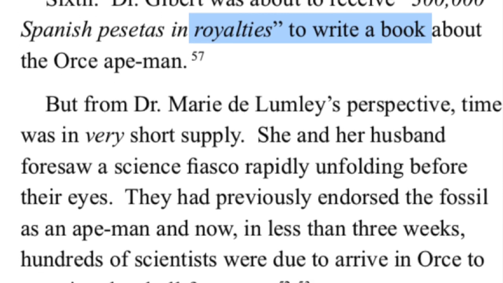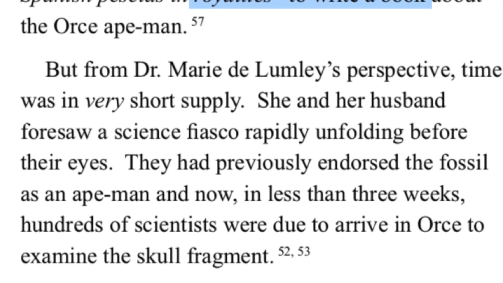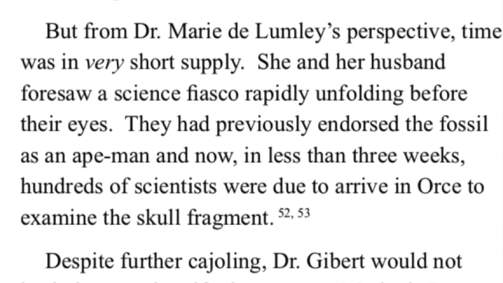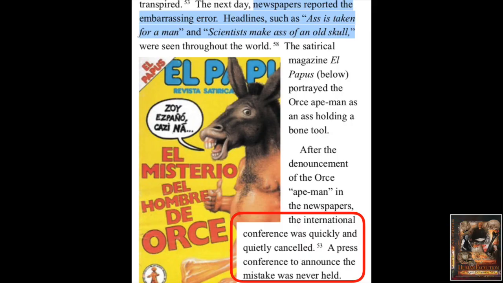But the scientist that was trying to pressure him to admit it did it himself. Since he didn't, that other scientist did. And so now the newspapers had a heyday with this. Another word for donkey is ass, okay? Here are the headlines: Ass is taken for a man. Scientists make ass of an old skull. And then that international conference was quickly and quietly canceled, and a press conference to announce the mistake was never held.